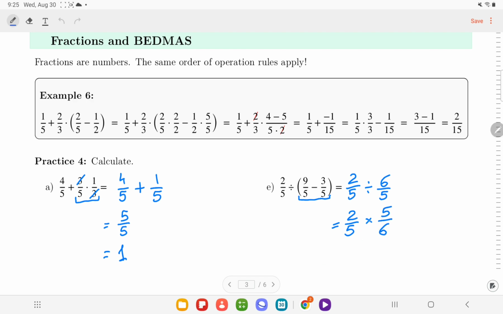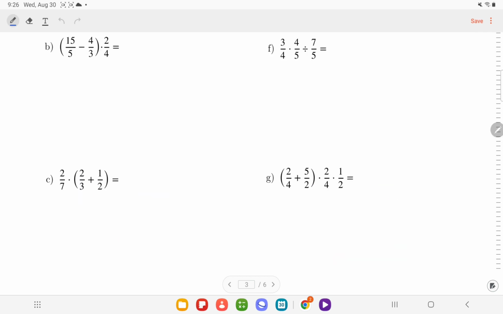5/6. Once again, we can reduce it. 5 divided by 5 is 1. We end up with 2 times 1 is 2, and 1 times 6 is 6. We always reduce it to the simplest fraction, divide both by 2, 1/3. Now try the questions yourself and check the solutions when you're ready.